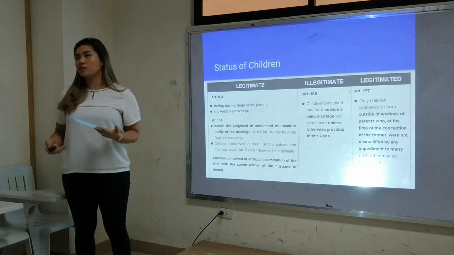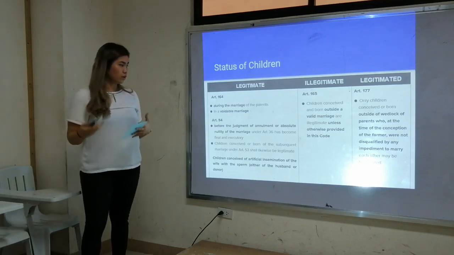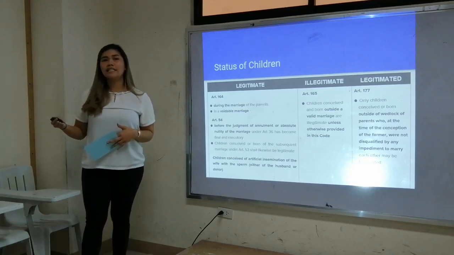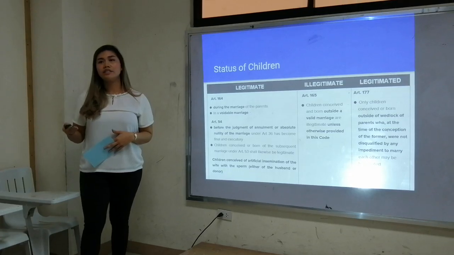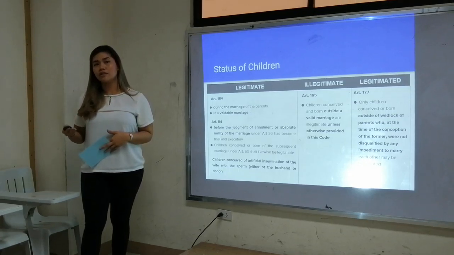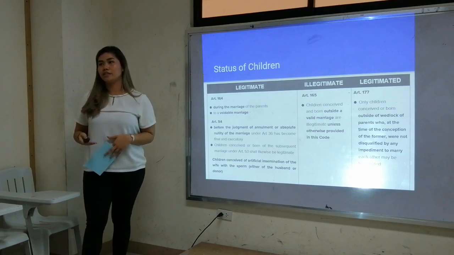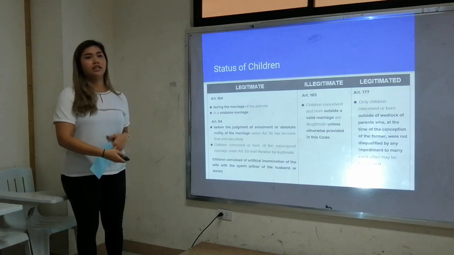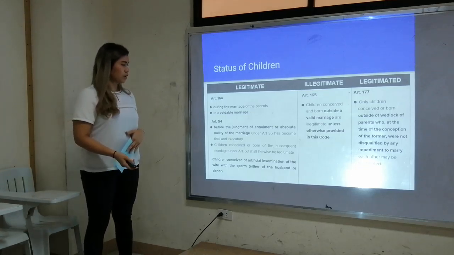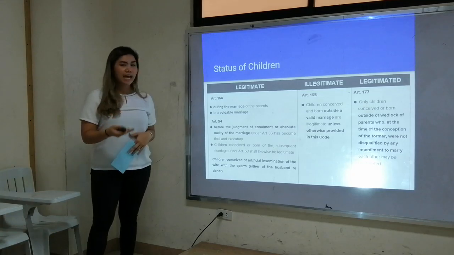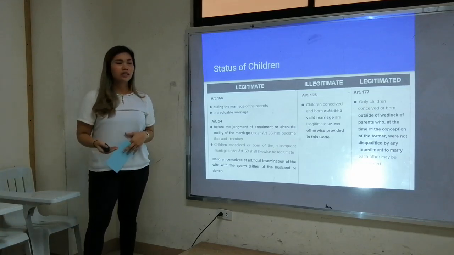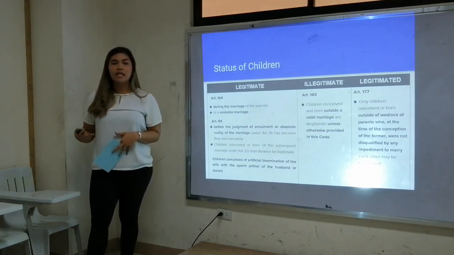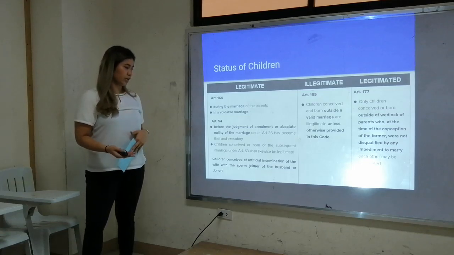As stated in Article 164 of the Code and Article 53, a child is considered legitimate if he or she is conceived or born during a valid marriage. That includes voidable marriages. As we all know, voidable marriages are marriages that are valid in general. Furthermore, under Article 54, a child conceived or born before the judgment of annulment or absolute nullity of the marriage under Article 36 has become final and executory.